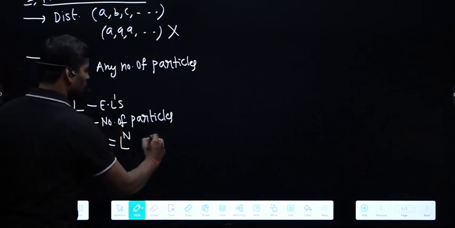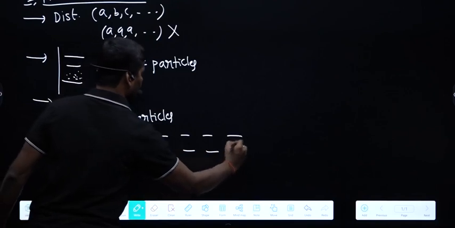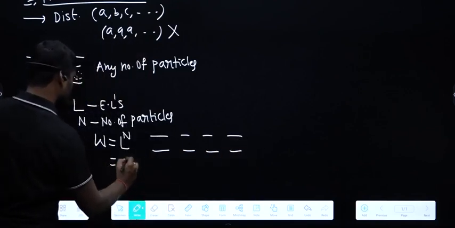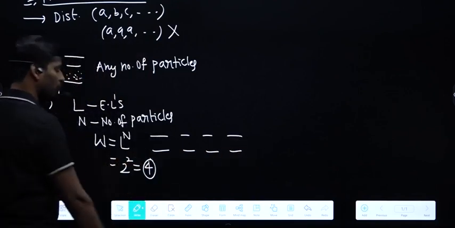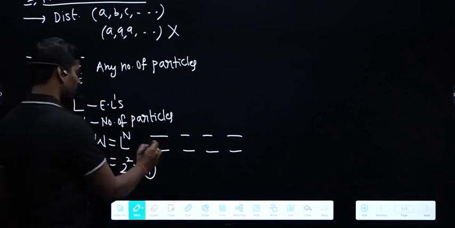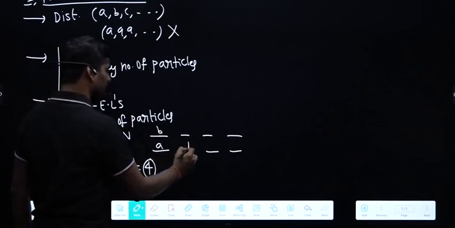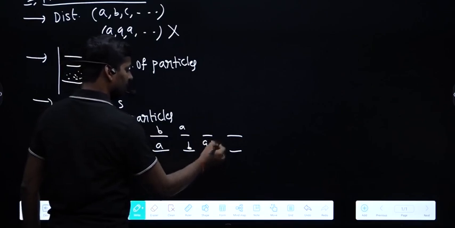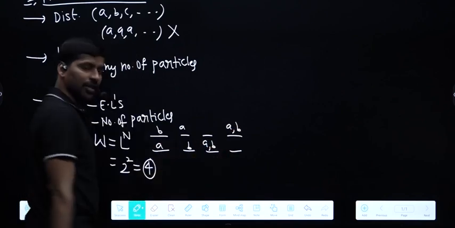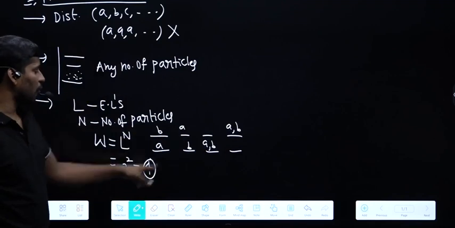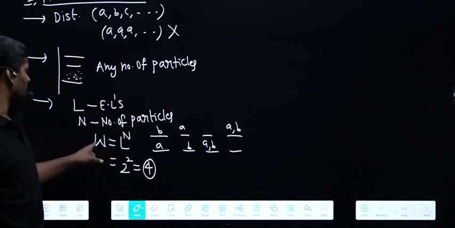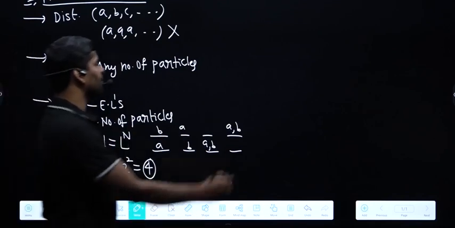For example, we have two energy levels and two particles. In how many ways can we arrange them? Four ways we can arrange two particles, and that is AB, BA, and so on. Both may be present in a given energy level. There is no restriction on the number of particles. So these are the four ways, and the formula for W is L power N.